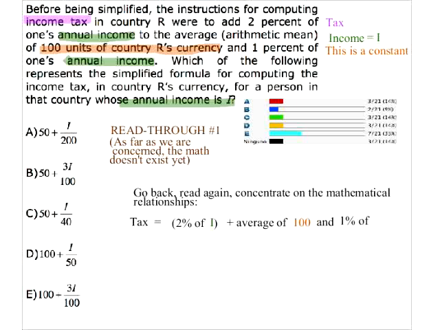So there's your instructions. And if you already know what the quantities are before you do this, it makes it a lot less intimidating to do this. So let's do it. 2% of I is going to be 0.02 I, and then how do we take the average of two quantities? Anybody? Text box. You add them and you divide by 2, so it's the average of 100 plus 0.01 I.